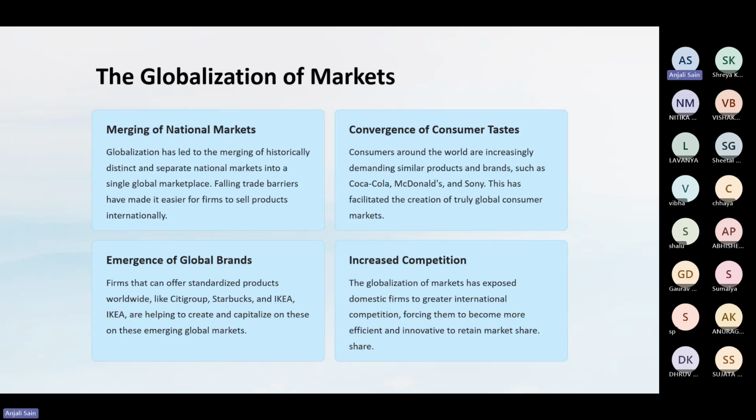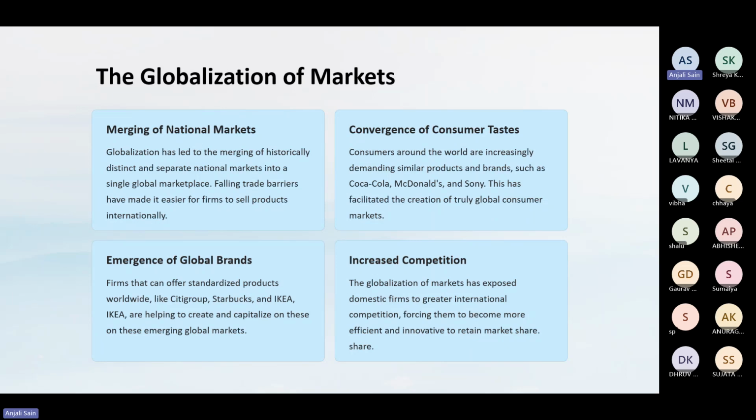Then comes the emergence of global brands. Firms that offer a standardized product. Citigroup हो गया, City Bank हो गया, Starbucks हो गया, IKEA हो गया. These are some of the companies which are global brands. They have their manufacturing units, their centers, their shopping centers worldwide, in countries all over the world. These global brands are helping to create and capitalize on these emerging global markets.